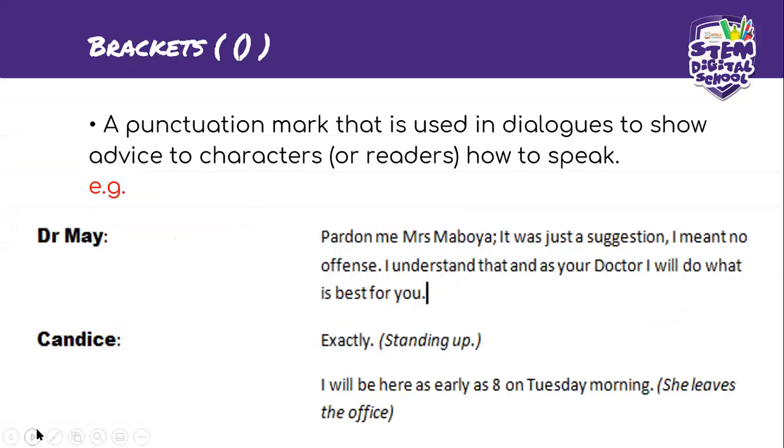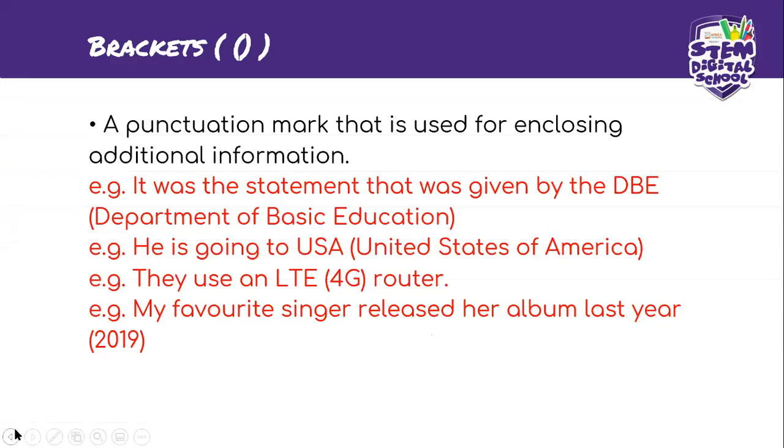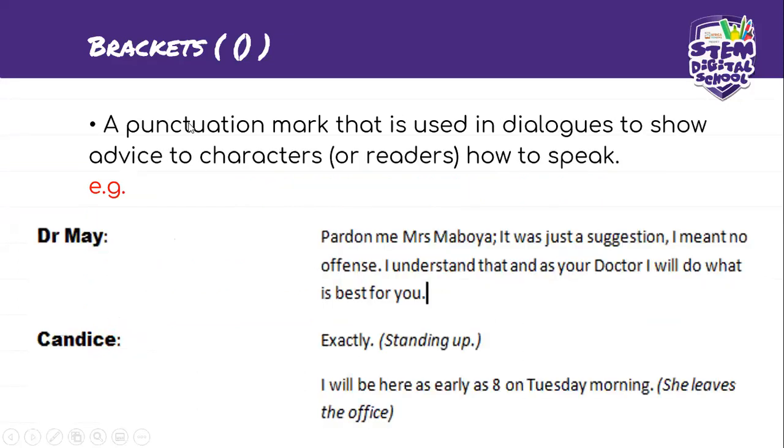Okay, let's move on. Still on brackets. Brackets are a punctuation mark that is used in dialogues to show advice to characters or readers how to speak. Okay, so can we have a boy and a girl to read the dialogue for us? Please raise your hands. A boy and a girl. If it happens that we have two hands of girls, one girl will read with her own voice and the other girl will just deepen her voice so as to sound like a guy. Or if you have two guys, one will read with their own voice and the other guy will read like a girl. Oh, there are two hands, Tando and Onka.